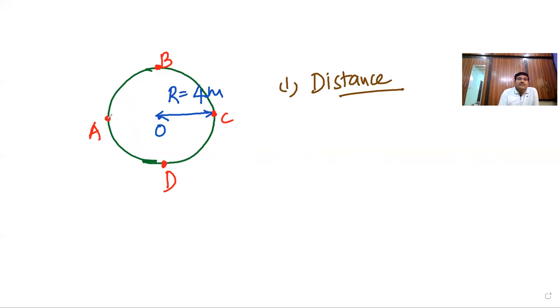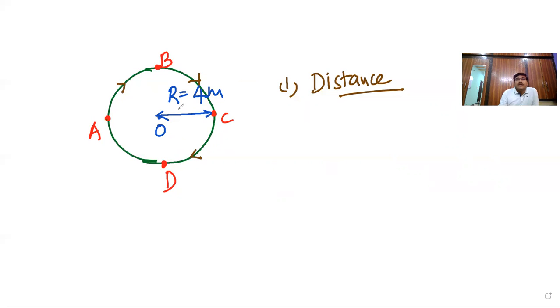So, initially from A to B, path length. Then B to C, path length. Then C to D. A to B, B to C, C to D. Okay. Now, observe. Total circumference is how much? Total is A, B, C, D. Complete total is how much?